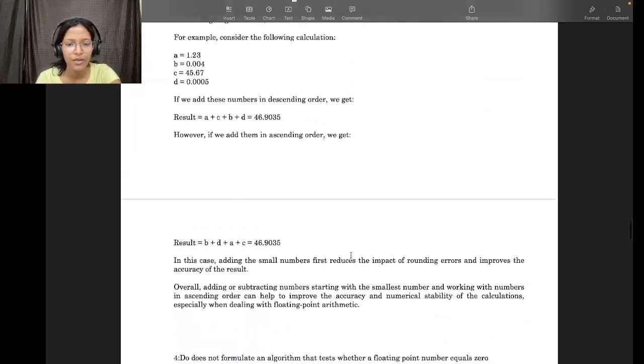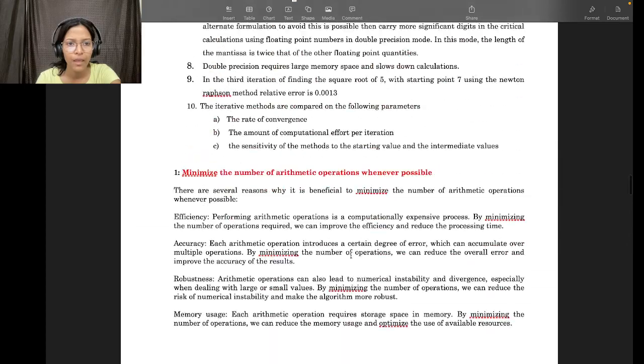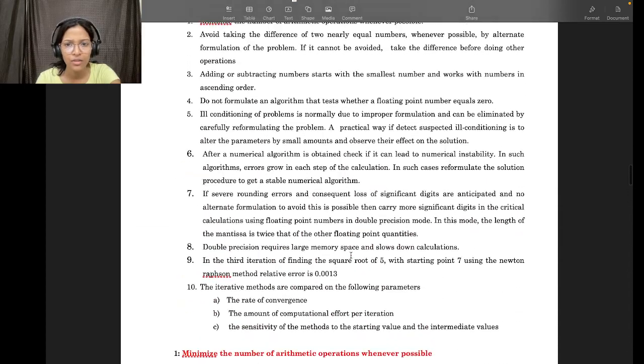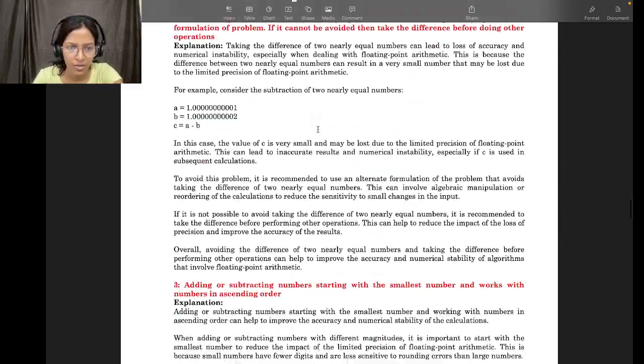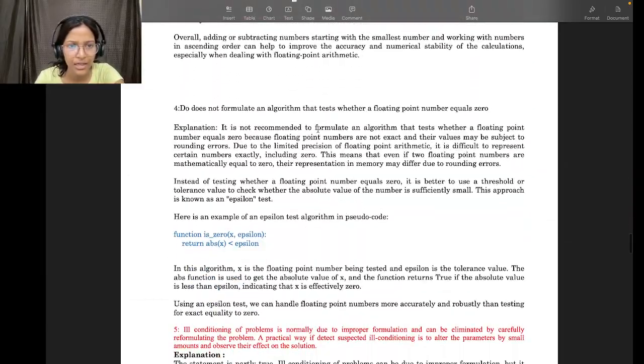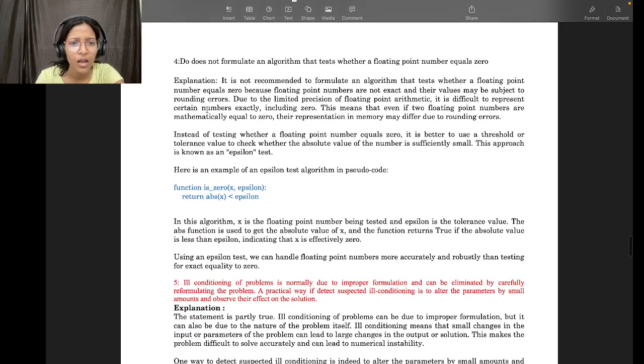So moving forward to the fourth statement, that is, do not formulate an algorithm that tests whether a floating point number equals 0. It is given that it is not recommended to formulate an algorithm that tests whether a floating point number equals 0, because floating point numbers are not exact and the value may be subject to rounding error.